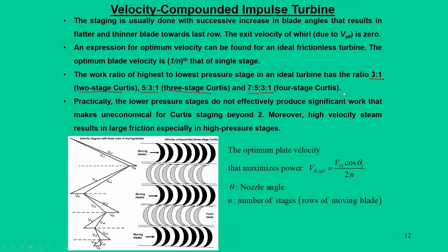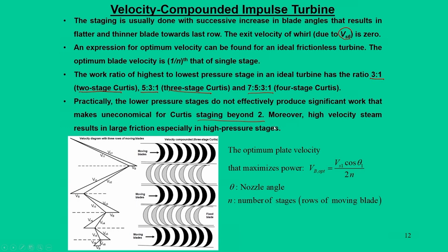But what I have seen is that when you go for a higher number of Curtis stages, practically it becomes uneconomical. Although you are trying to reduce this Vs6 to be 0, towards the end side the fluid does not have sufficient momentum to drive the blade. So, basically a Curtis stage going beyond 2 is normally avoided.